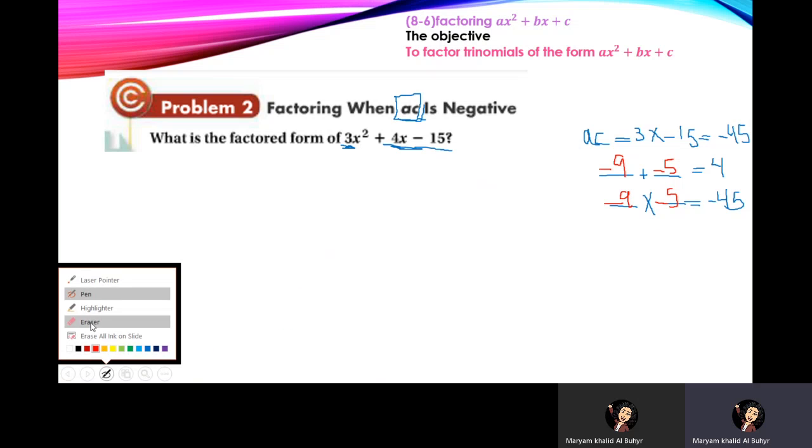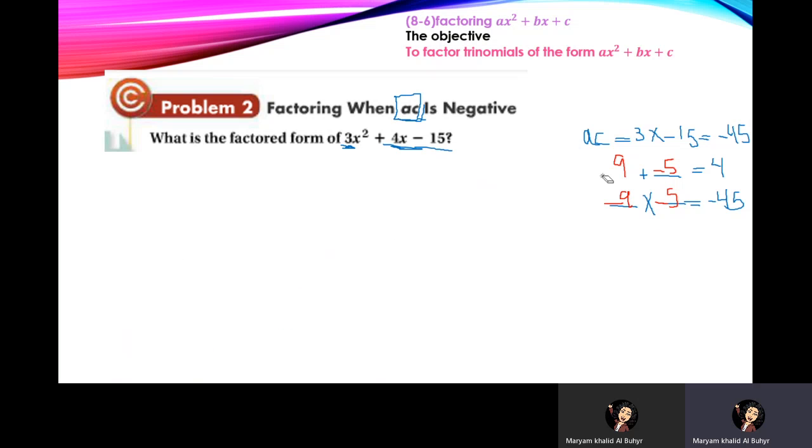So if I get 4, I will put the positive with the 9. I will keep -5 here, so once I add them, I will get 4. Once I multiply them, I will get -45.